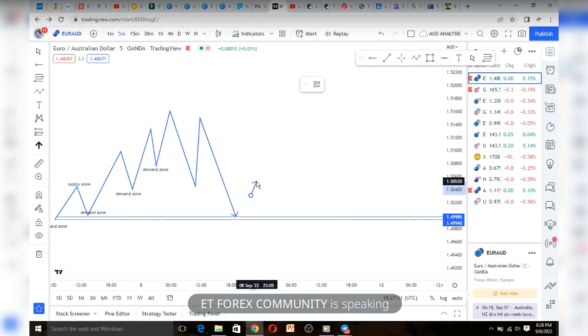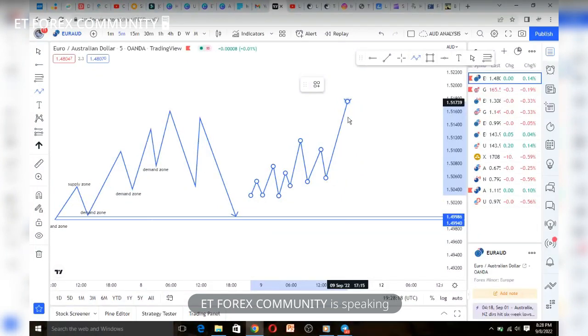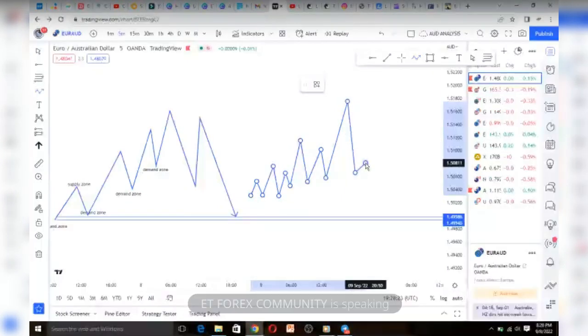So we have this. Let's say we have this, it came back, broke the structure. Came back again, did something like this. Refused to go up, went up, came back here again, and then did the same thing here. Did this, went back up, and then came back.